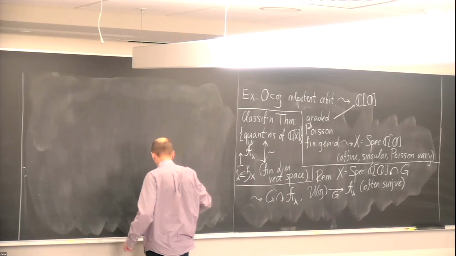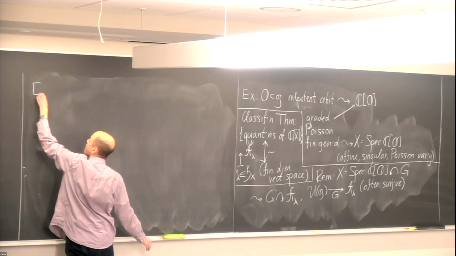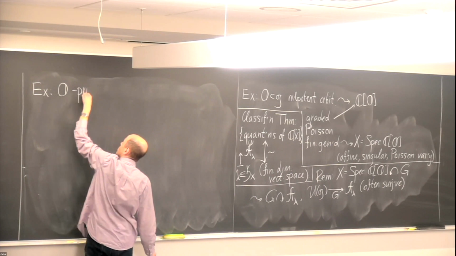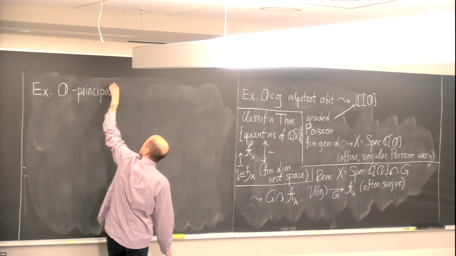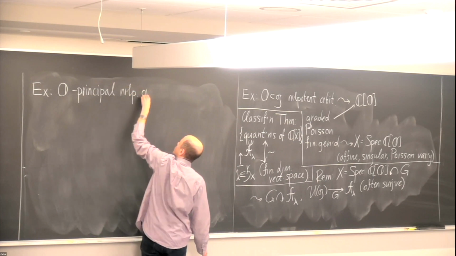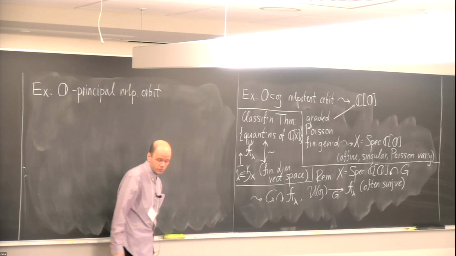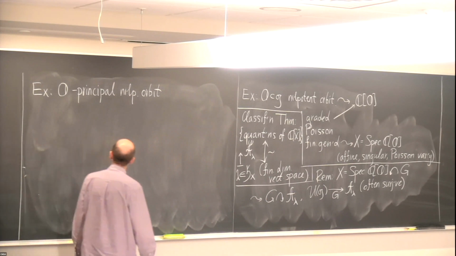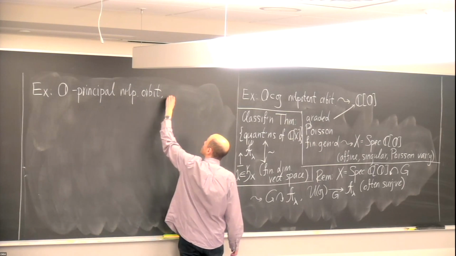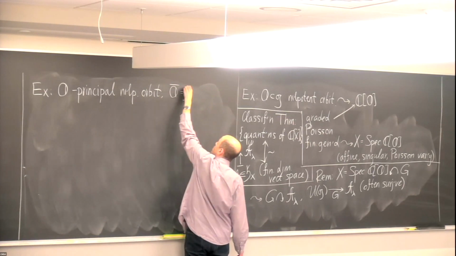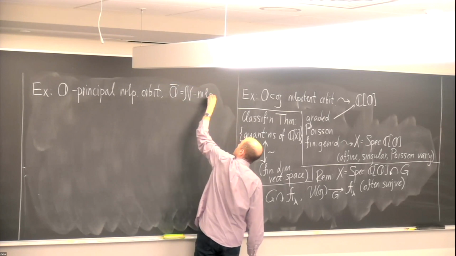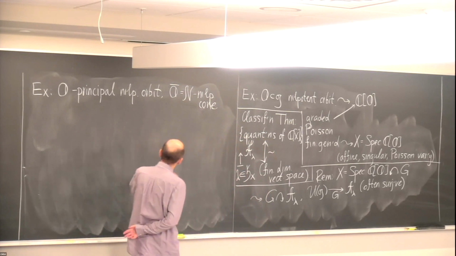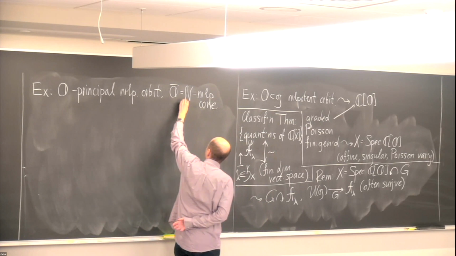So I promised an example, so let me give you one. I will take O to be the principal nilpotent orbit. For example, if we are talking about the Lie algebra sl_n, that's a nilpotent orbit corresponding to a single Jordan block. And then the orbit closure is just the nilpotent cone, the variety of all nilpotent elements, and it's normal, so that's my X as well.